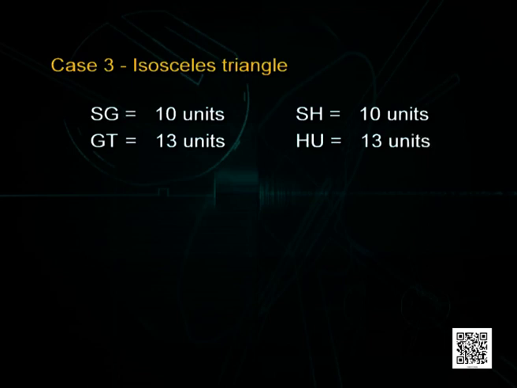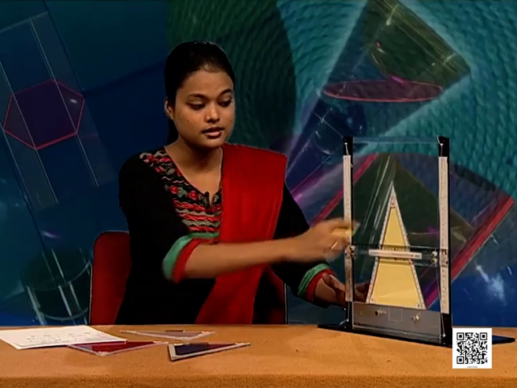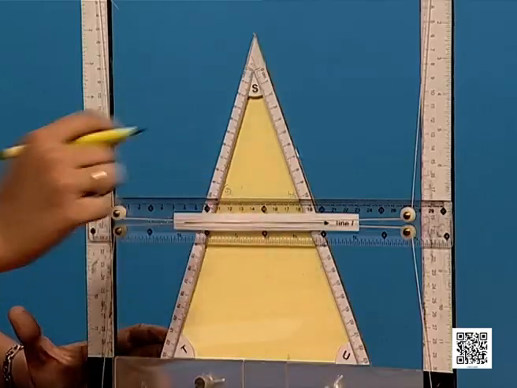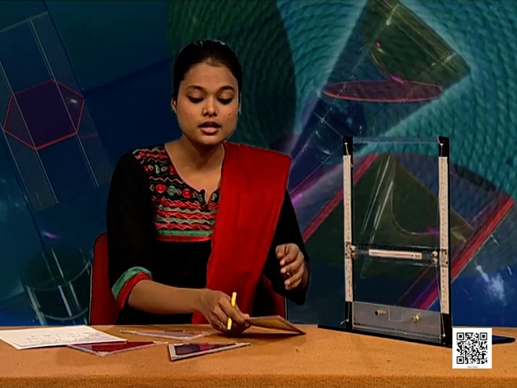So, it is clear that the ratio of SG by GT is 10 by 13 and also the ratio of SH by HU is 10 by 13, which again shows that the other two sides are divided in the same ratio. Let us take the fourth case where our triangle is an equilateral triangle.